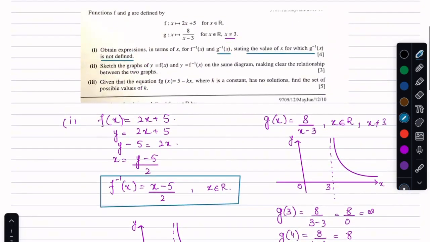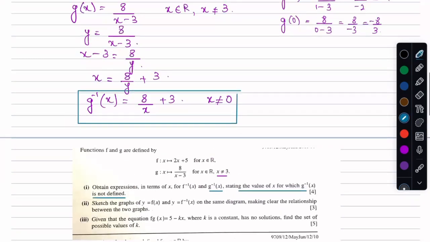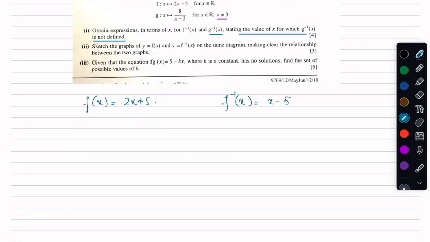Now the second part of the question. Sketch the graph of y equals f x. Now our f x is equal to 2x plus 5, and we got the f inverse also. So we have the f inverse, we have the function equation itself, and now we have to sketch the graph of the function and the f inverse x, making clear the relationship between the two graphs.